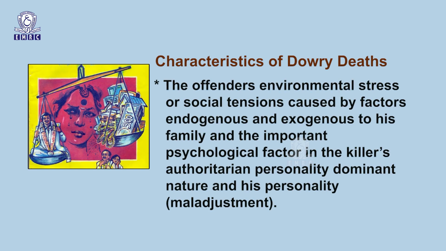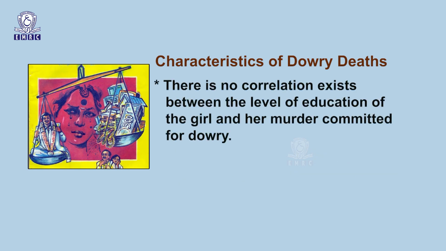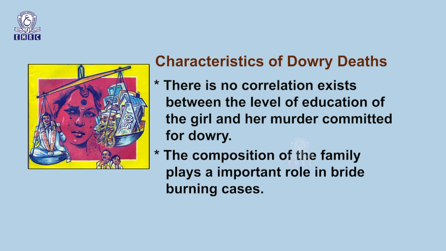The most important sociological factor in the causation of dowry death is the offender's environmental stress or social tensions caused by factors endogenous and exogenous to his family, and the important psychological factors are the killer's authoritarian personality, dominant nature, and his personality maladjustment. There is no correlation between the level of education of the girl and a murder committed for dowry. The composition of the family plays a very important role in bride burning cases.